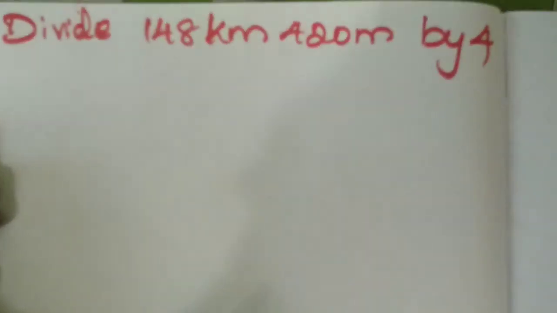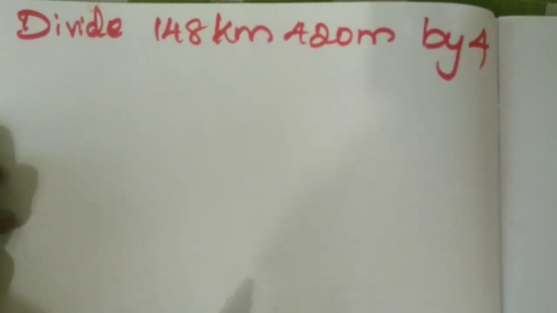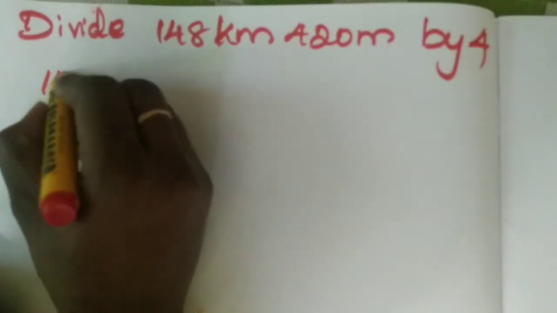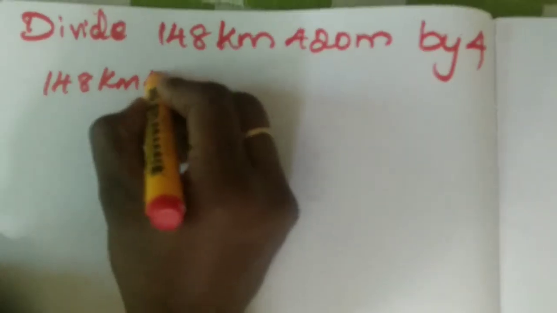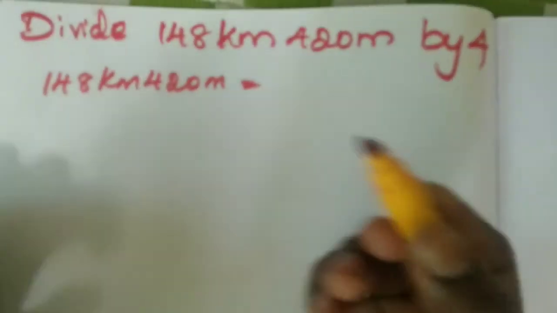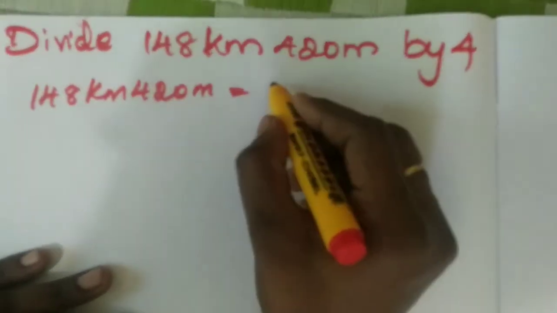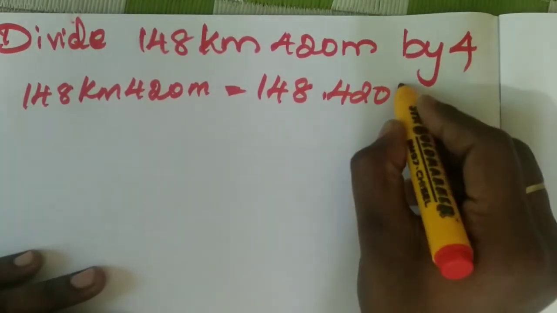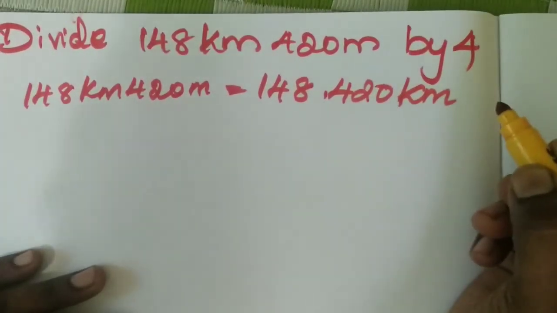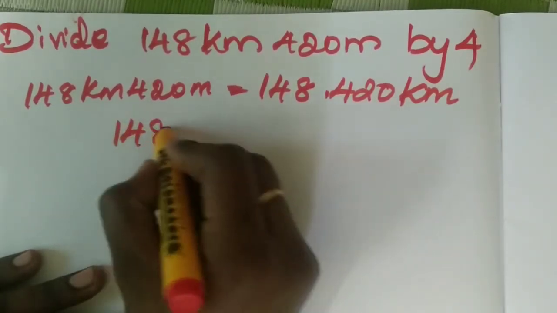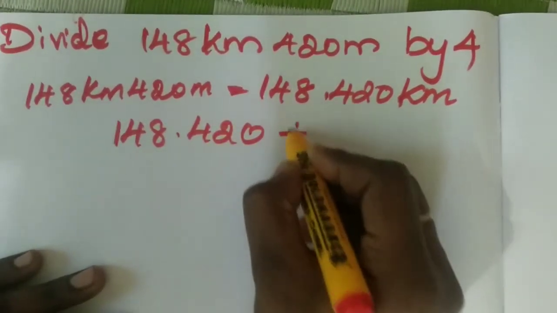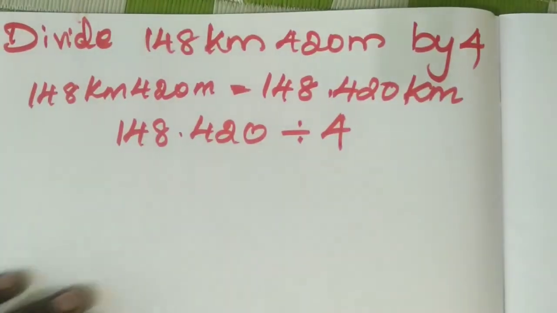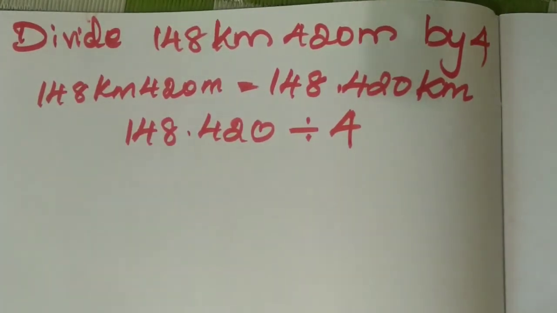Next, division of metric measures. The question is divide 148 kilometer 420 meter by 4. First, write like this: 148 kilometer 420 meter, that's equal to what we saw before. Write together 148.420 kilometer. Now 148.420 divided by 4. Here also ignore the decimal, do the division. Afterwards we can keep the decimal point.